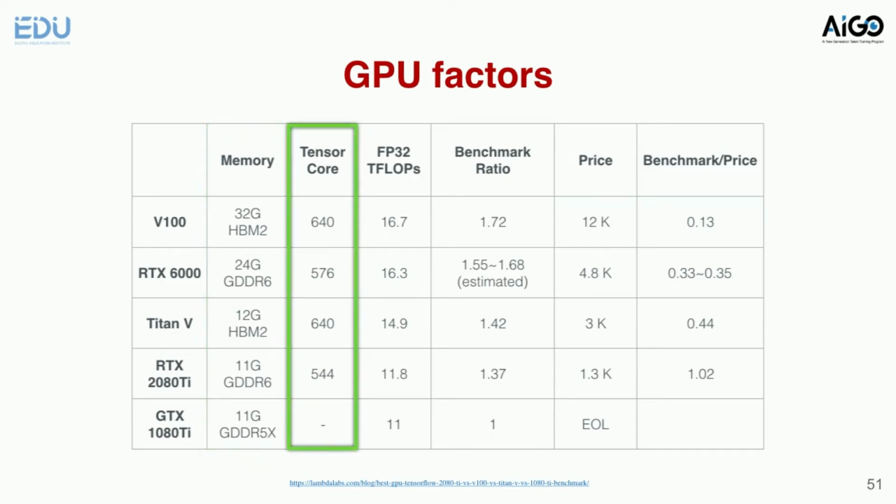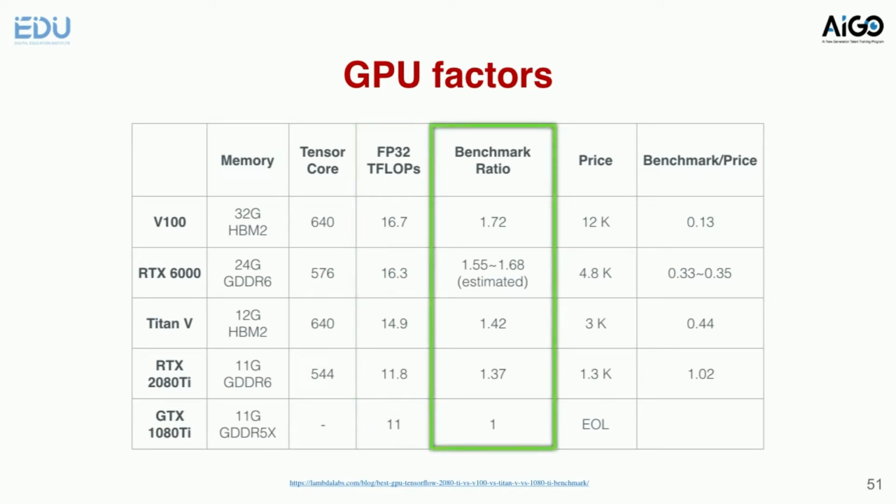The next spec we look at is the Tensor Core. Tensor Core is built for deep learning. So the more Tensor Cores, the faster the deep learning model will be trained. The third spec is TFLOPS. It means tera floating point operations, and technically it means the speed of calculation of this card. But in the real world we should look at the real benchmark instead of the spec.